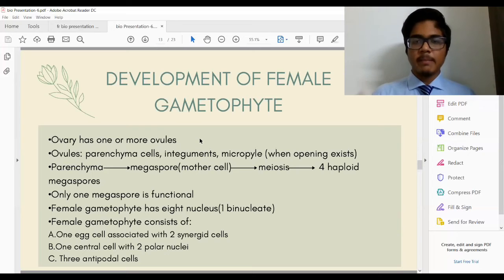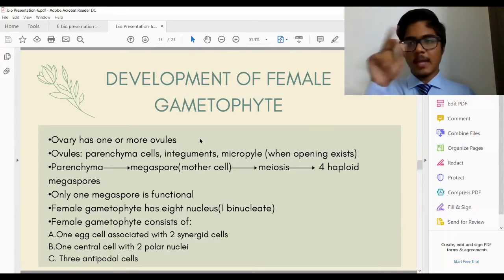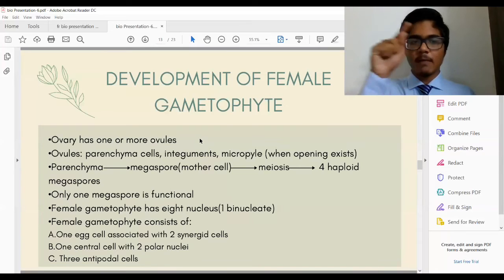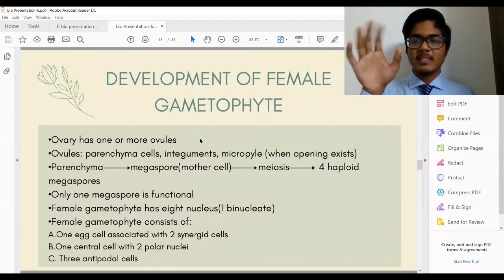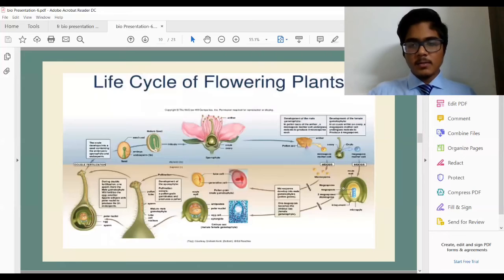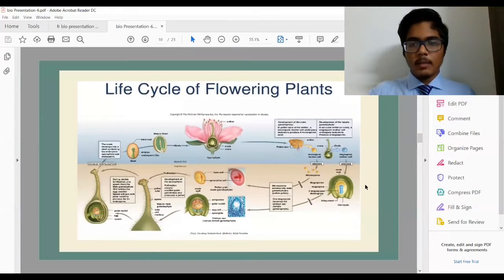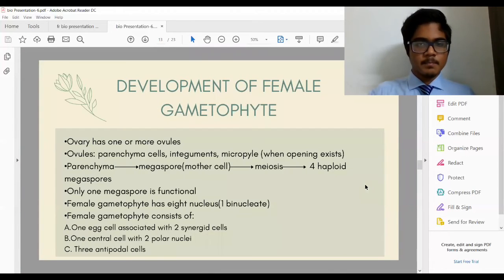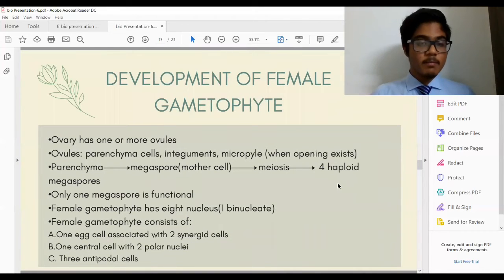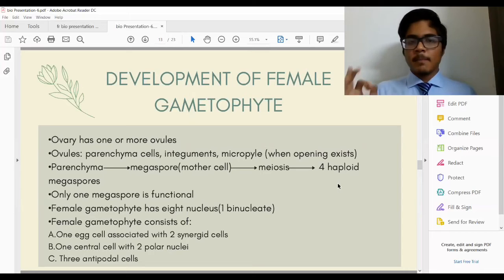So ovules consist of 3 main parts: the parenchyma cells, which are inside; the integuments, which usually cover the ovule and are thick cells; and the micropyle, which is the small opening at the bottom of the ovule. Okay, so what happens in the development of the female gametophyte? Parenchyma cells undergo growth and grow into megaspore mother cells, which are diploid. I repeat, the megaspore mother cells are diploid.